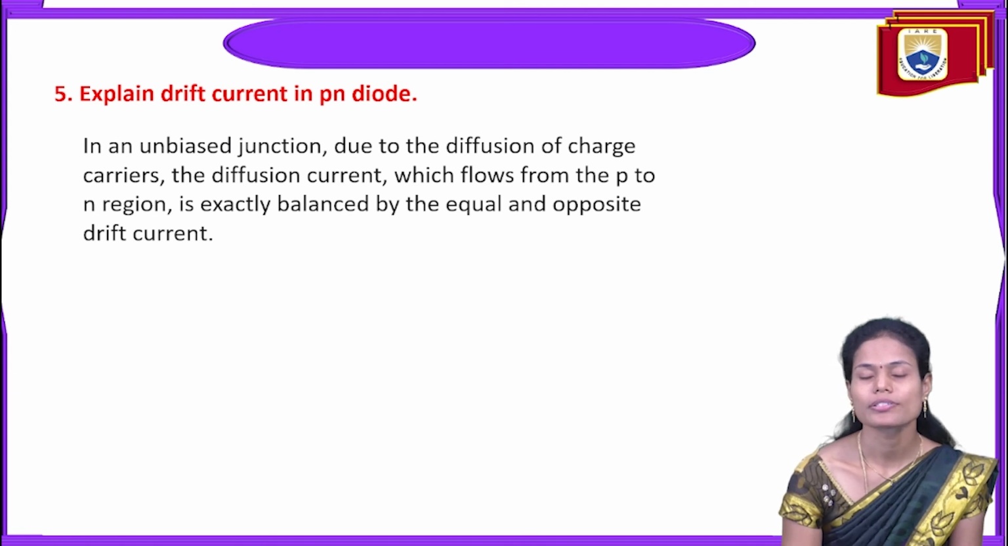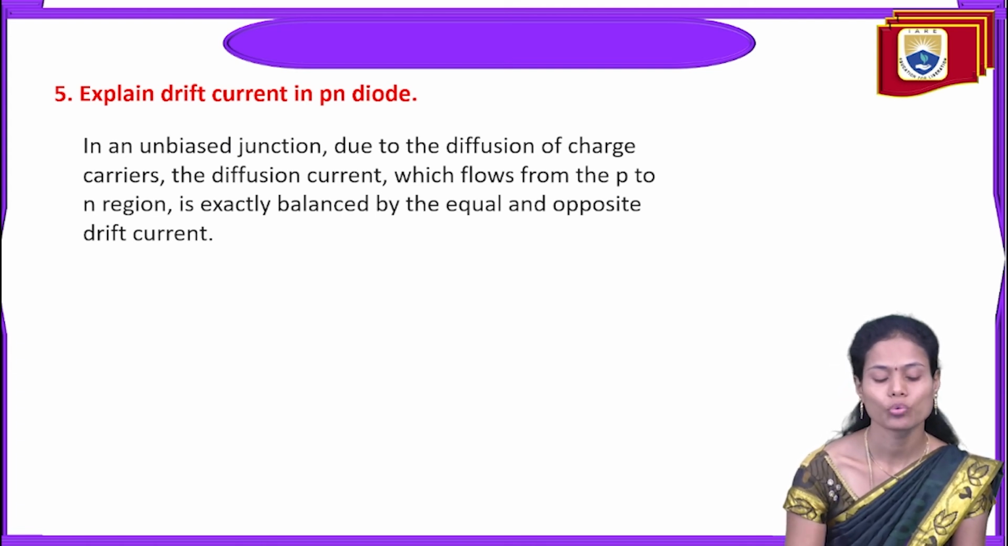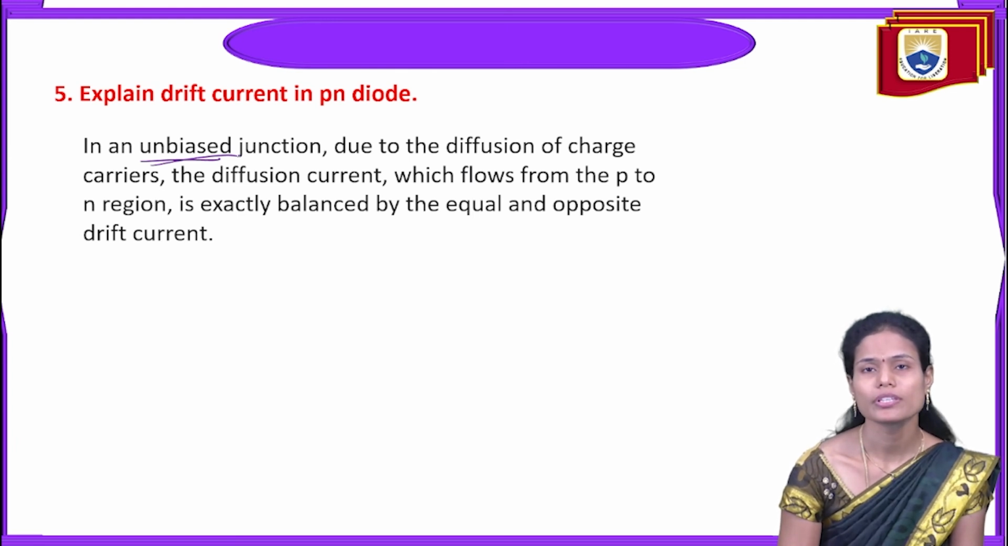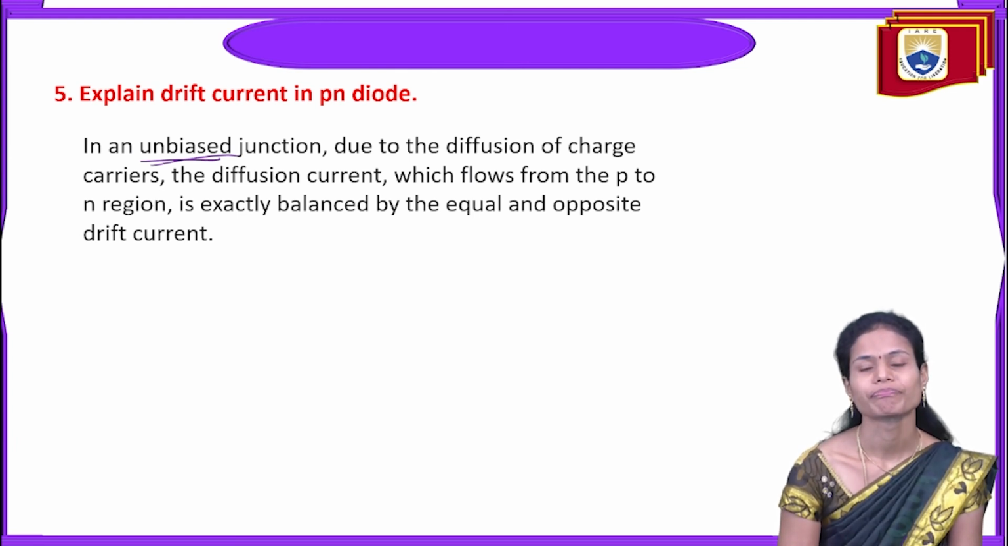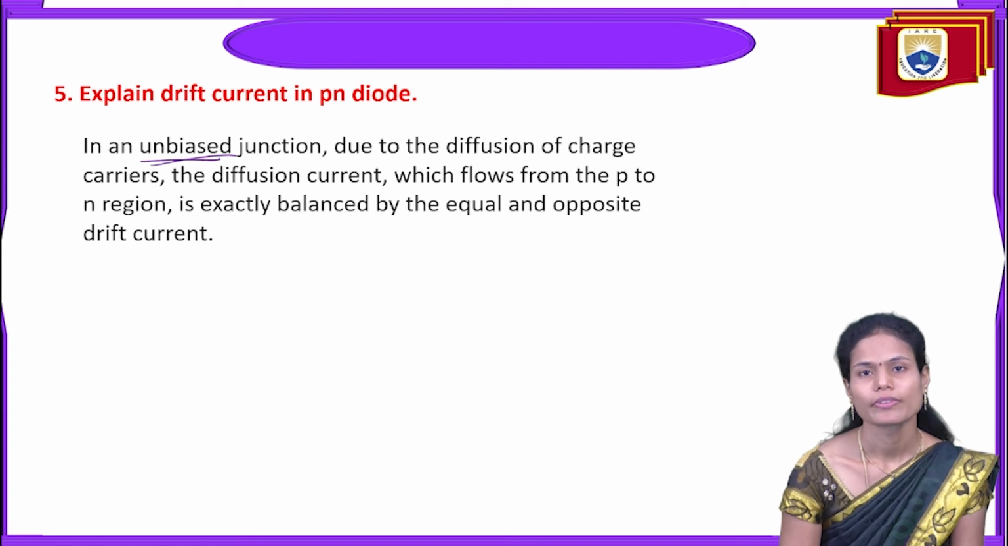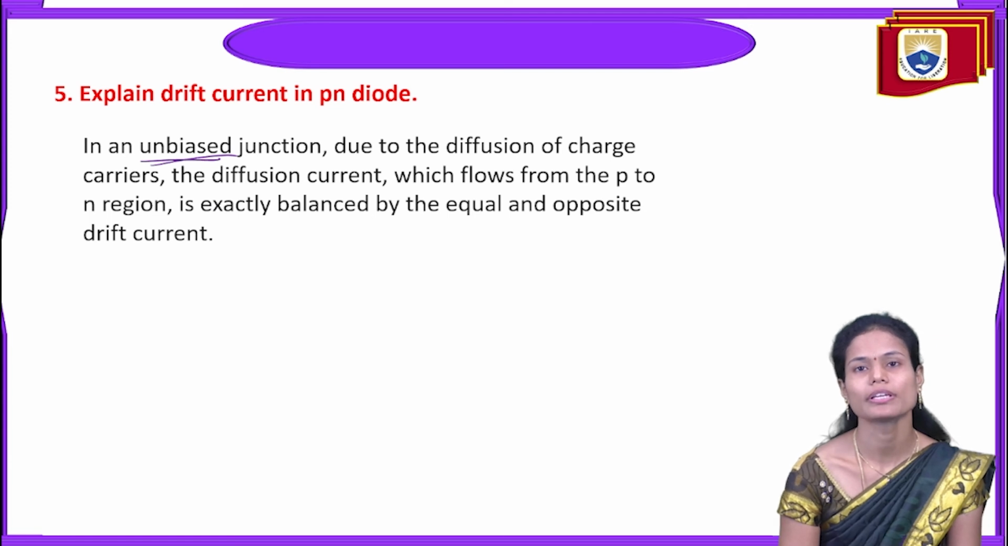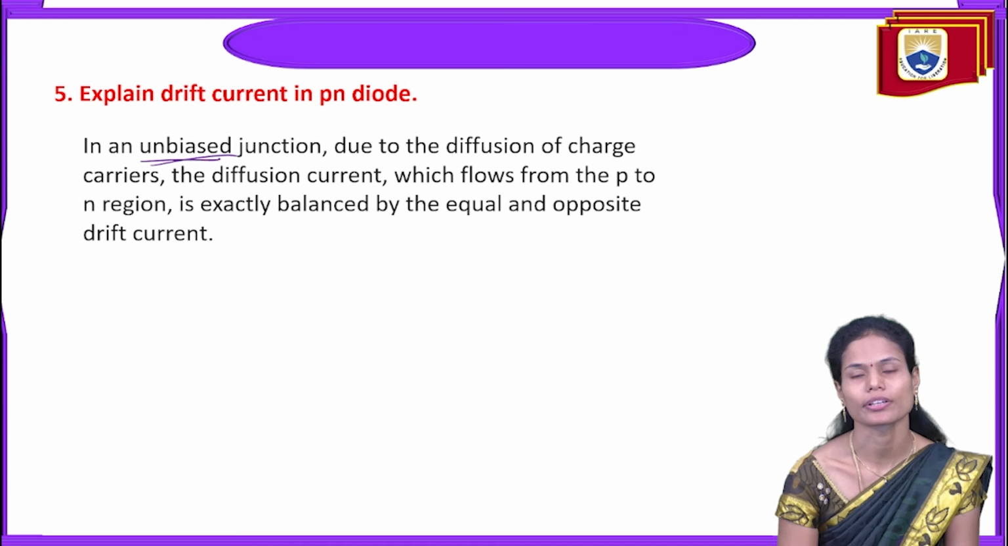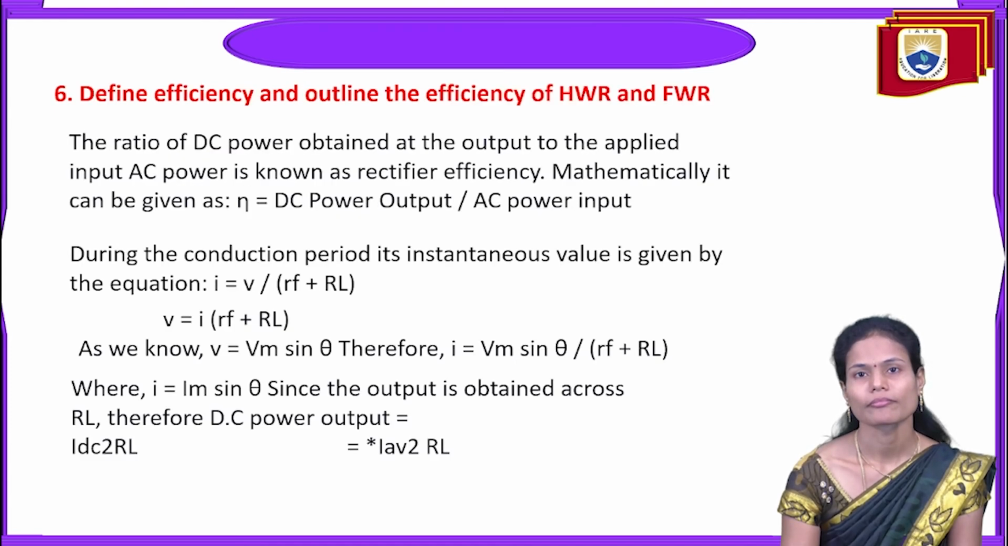Drift current occurs when no bias is applied to the junction. The diffusion current which flows from the P region to the N region is exactly balanced by the equal and opposite drift current. The next one is: define efficiency and outline the efficiency of half wave and full wave rectifier.